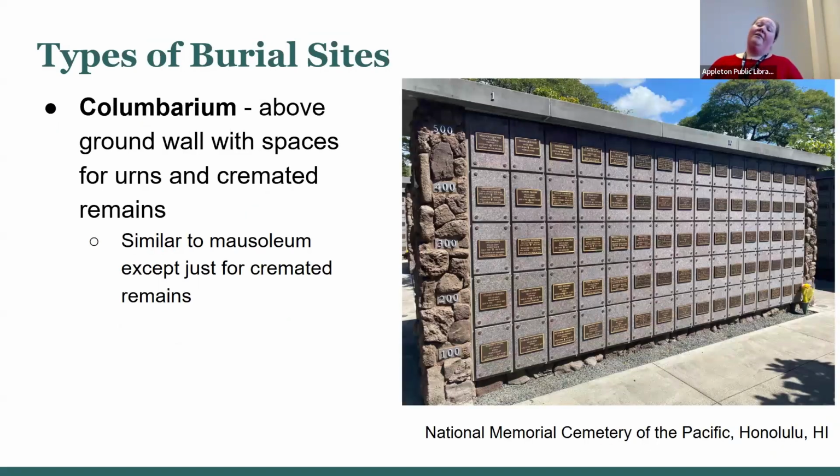Then there's, I always struggle with how to pronounce this, columbarium is how I think it should be pronounced. This is an above ground wall with spaces for urns and cremated remains. It's very similar to a mausoleum, except it's just for cremated remains, whereas mausoleums might have the actual body inside, or they might have some cremated remains also. So this is an example of one from the National Memorial Cemetery of the Pacific in Honolulu.